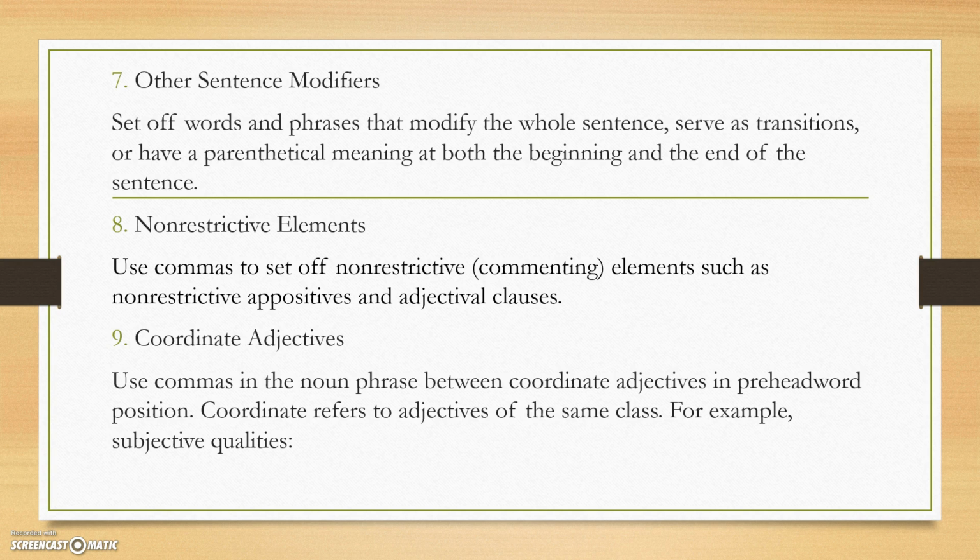8. Non-restrictive elements. Use commas to set off non-restrictive commenting elements such as non-restrictive appositives and adjectival clauses. Example: my oldest brother, a history major, spends every night in the library. 9. Coordinate adjectives. Use commas in the noun phrase between the coordinate adjectives and pre-head word position. Coordinate refers to adjectives of the same class, for example, subjective qualities.